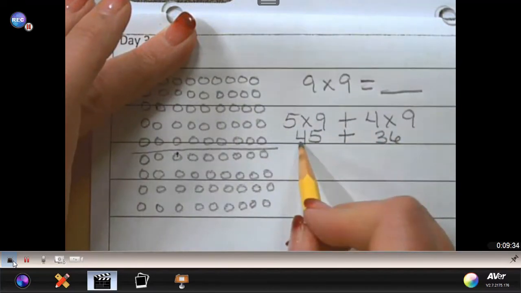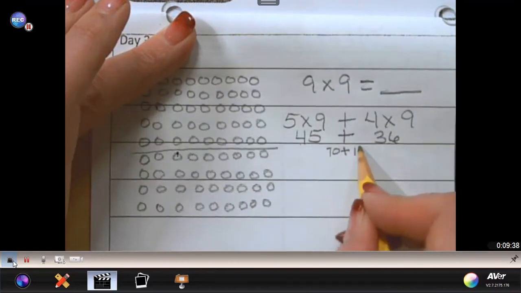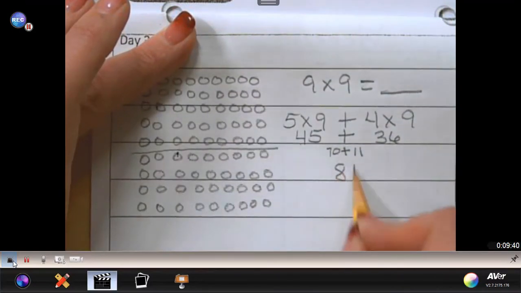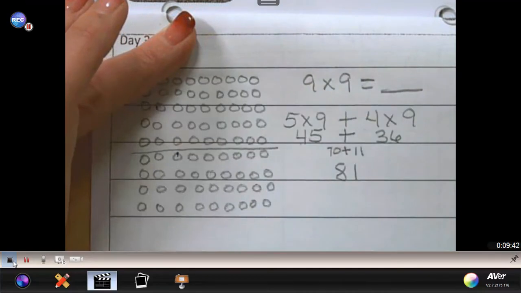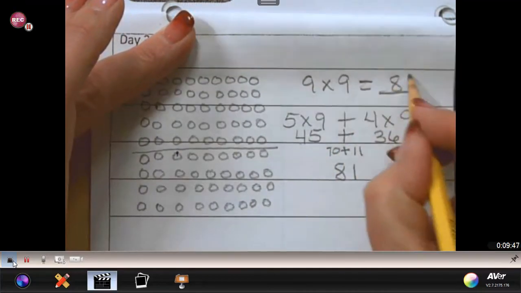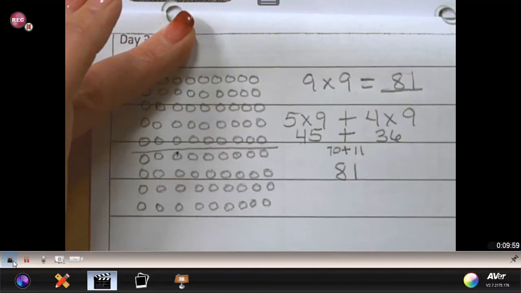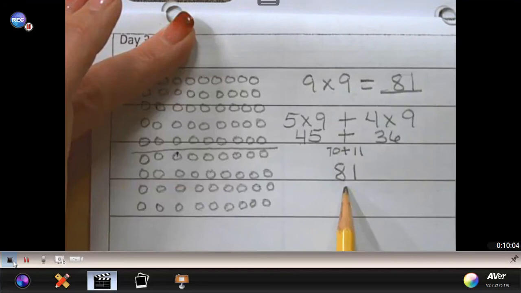And so if I add 40 and 30 is 70, and 5 and 6 is 11, together they are going to make 81. So 9 groups of 9 is going to be 81. Or you could think about 10 times 9. 10 times 9 is 1 more group of 9. So if 10 times 9 is 90, and I take away 9 from that 90, that's also going to give me 81.